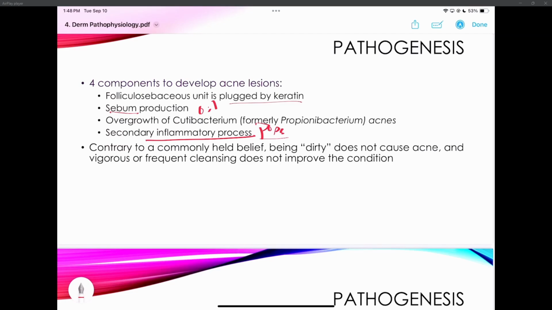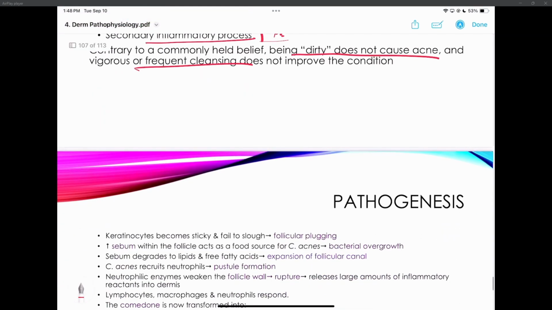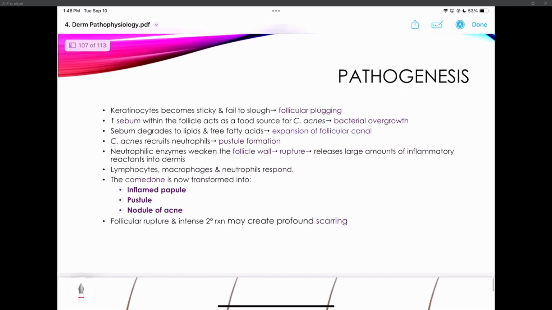Okay, being dirty does not cause acne, and vigorous and frequent cleansing does not improve the condition. So all acnes are different. Some people go crazy with the face washes and they dry their skin out way too much, and they actually get rid of the good bacteria, so the C. acnes can actually go unopposed, making things worse. So if you get into derm, you'll learn about all that fun stuff.